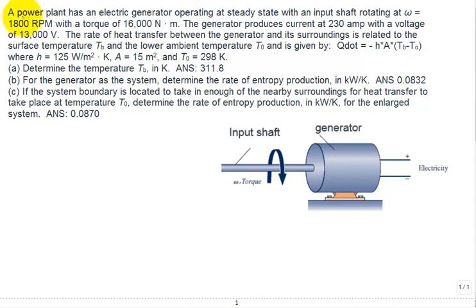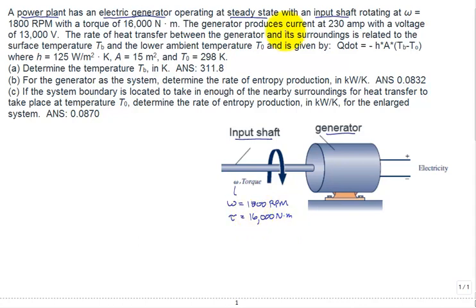So we have a power plant that has an electric generator. So right here is our generator. Okay, it's operating at steady state with an input shaft. So here is our input shaft. It has a rotating speed, they call it omega. A lot of times people will say N, but anyway, it's 1800 RPM, revolutions per minute. And the torque, tau, will be 16,000 Newton meter.